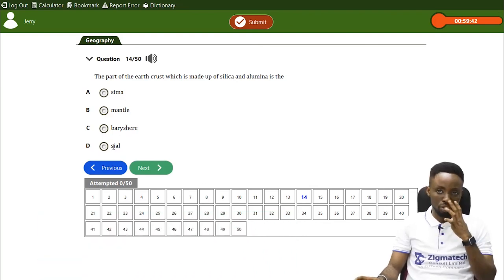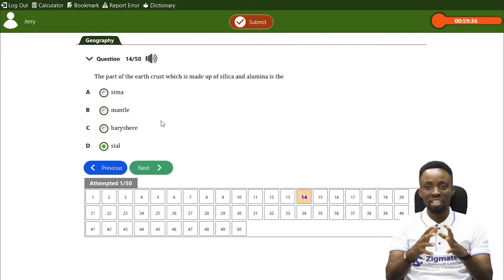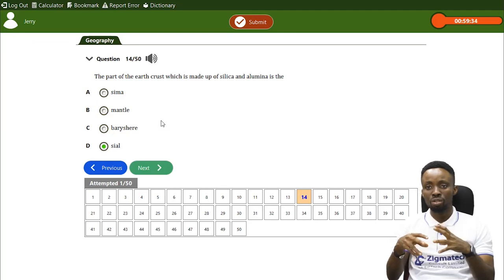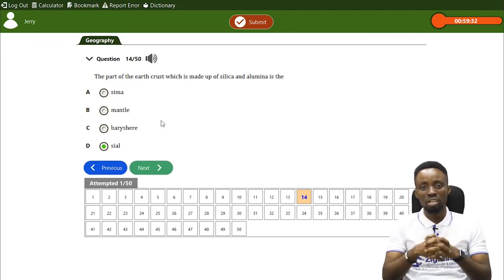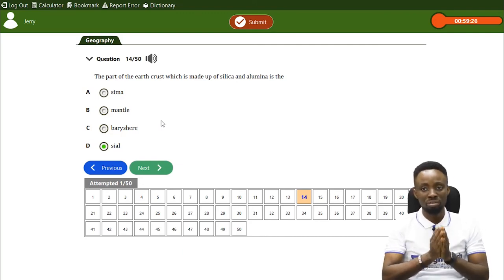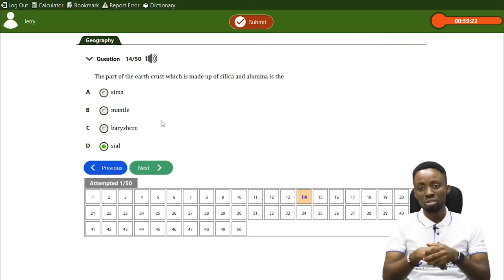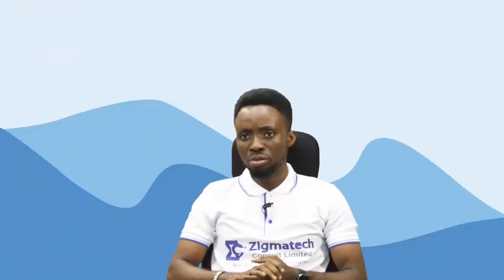Now, if you look at the options, the correct answer is the what? Is the SIAL. The SIAL is a part of the Earth where the rocks or the minerals there are actually composed of silicon and aluminum combined together. That's the reason for the name SIAL. So the correct answer there will be option D.